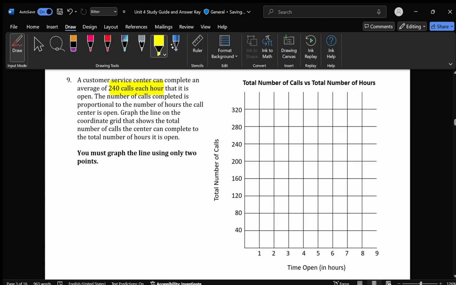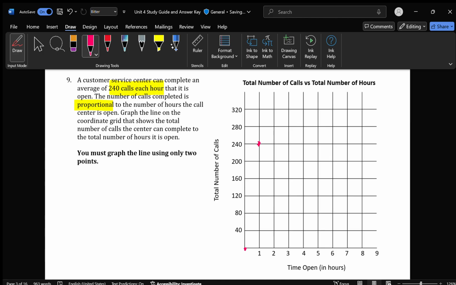And I know that it's proportional. If it's proportional, we know that it'll go through the origin and it's a straight line. So first, I'm going to graph 0, 0, because we know it's proportional. And we know that for 1 hour, they get an average of 240 calls. So we start here, move to the right once because we're looking at each hour, and up to 240. And that's where we plot our point.